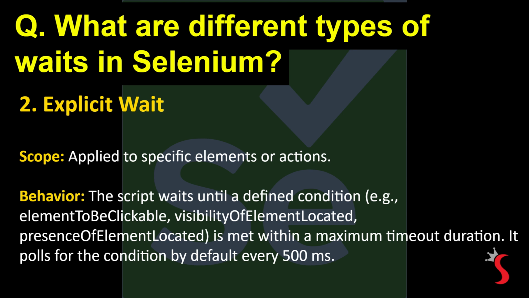Scope: applied to specific elements or actions. Behavior: the script waits until a defined condition, for example, elementToBeClickable, visibilityOfElementLocated, presenceOfElementLocated, is met within the maximum timeout duration. It polls for the condition by default every 500 milliseconds.